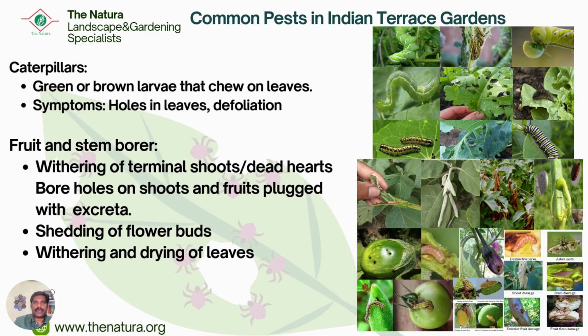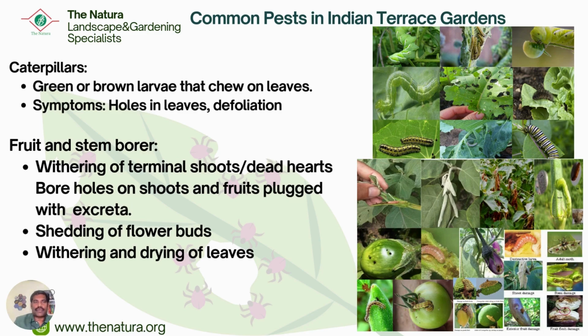Caterpillars, you can see how many types there are. In the top portion, you see these kinds of caterpillars, soft-bodied, and they will start eating leaves. And sometimes they may eat voraciously. It may create damage, but you can easily identify and control it.